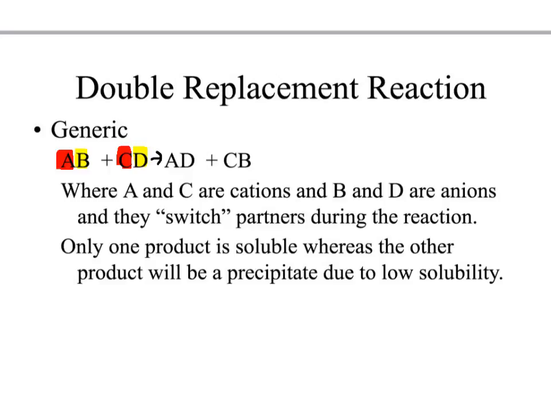when they switch. Now, in your products, only one product is soluble, whereas the other product will be a precipitate due to low solubility. Now, a precipitate is a solid that is formed in solution. Usually it ends up looking kind of cloudy in that solution. So you want to make sure that you know your solubility rules, and that will help you to predict which product is going to be the precipitate. Let's look at a couple examples.